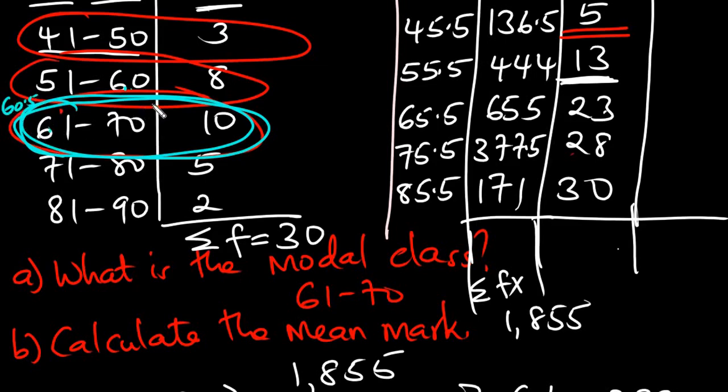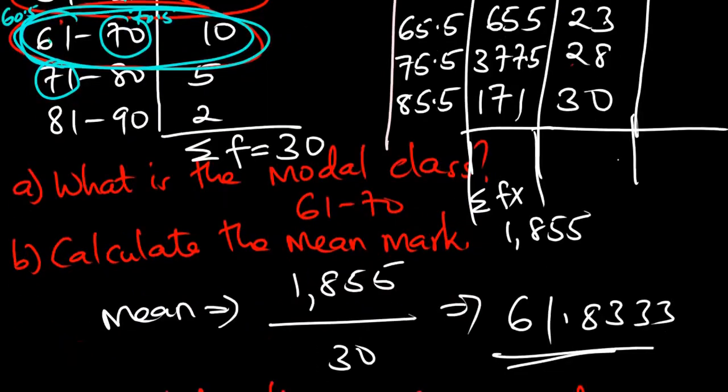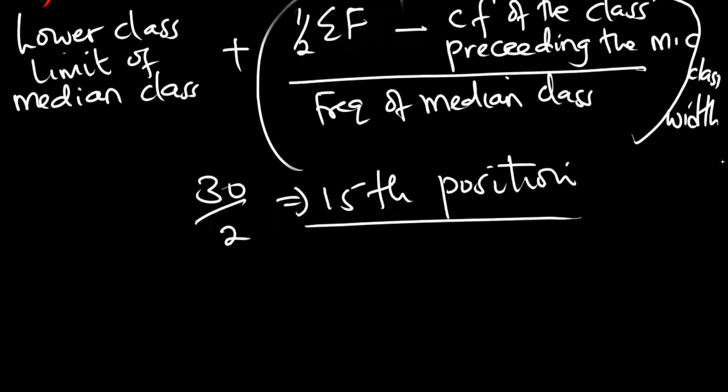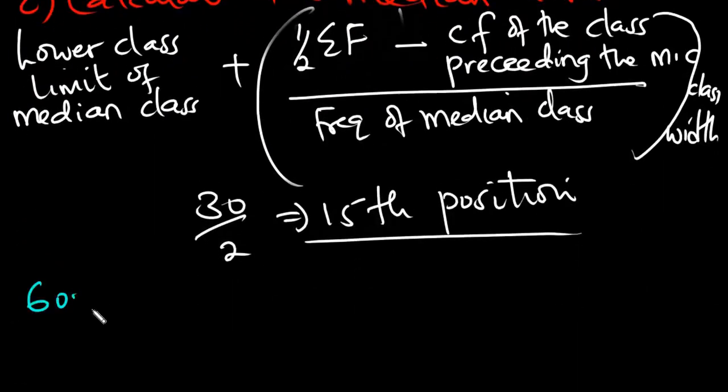To get the upper class limit, we add 70 plus 71 and divide by 2, which is 70.5. So this class lies between the limits of 60.5, the lower class limit, and 70.5, the upper class limit. But we are interested in the lower class limit, which is 60.5. That's the lower class limit of the median class.